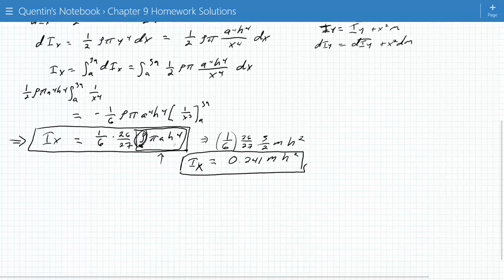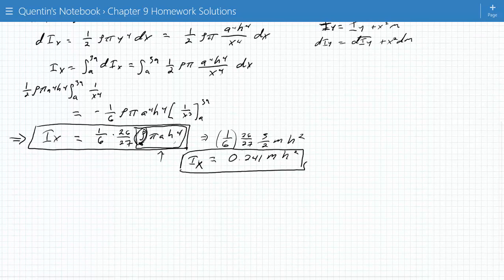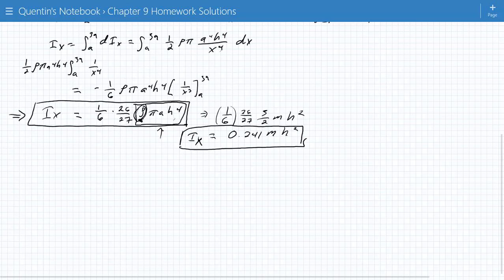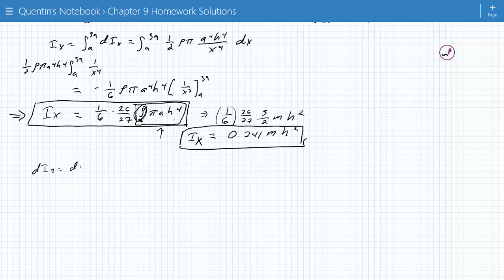So I'm going to scroll down here so I have some space to do this. Okay, and so I'm going to rewrite that down here. I'm going to say dIy is dIy bar plus x squared dm.